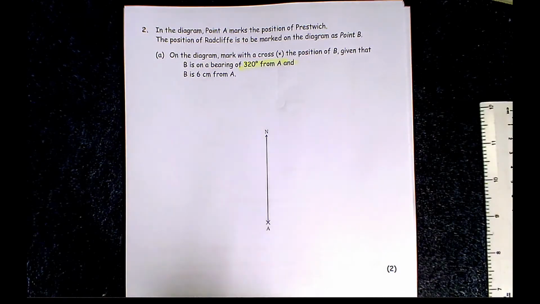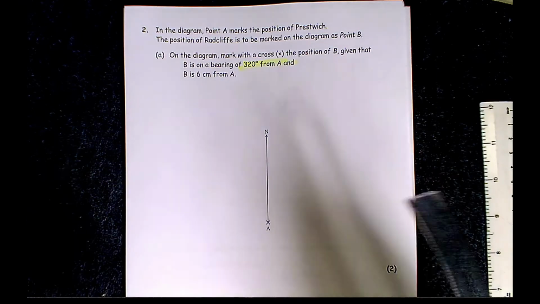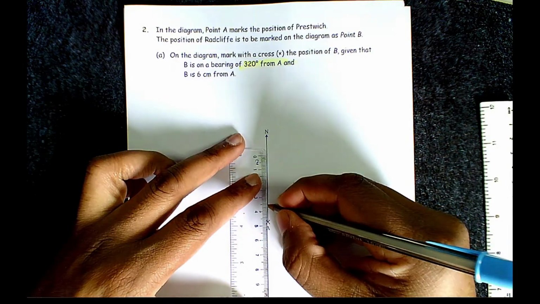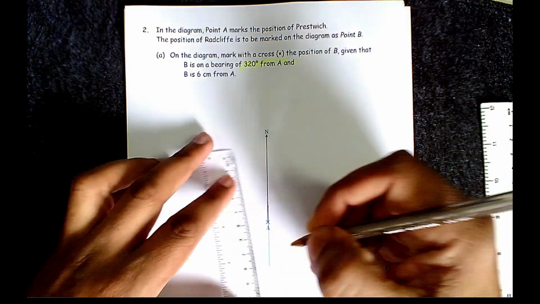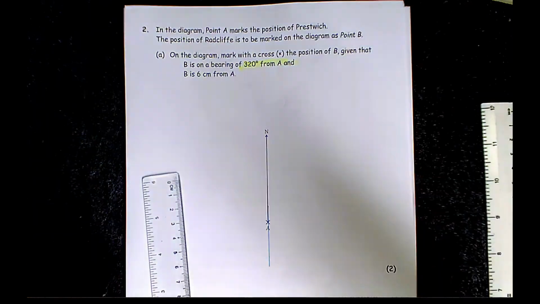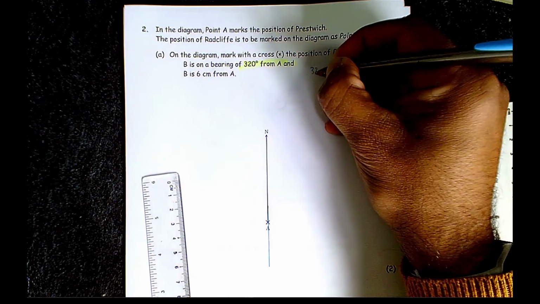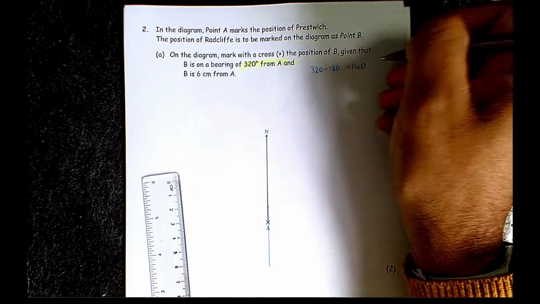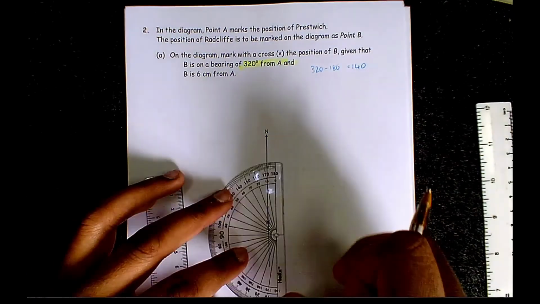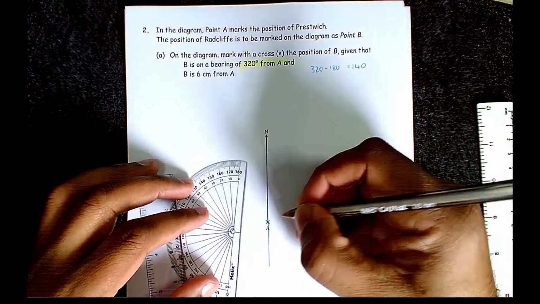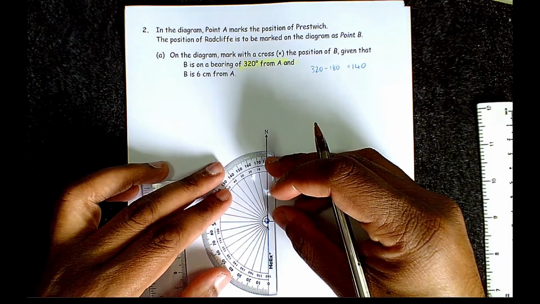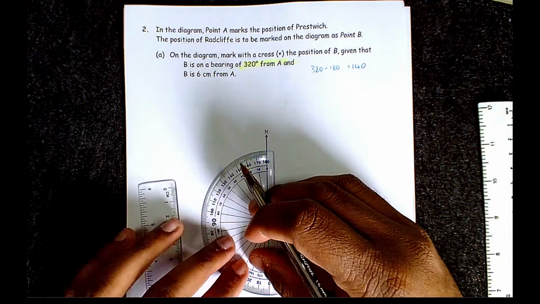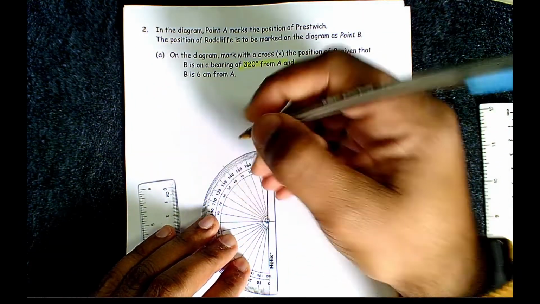Now this is going to be a little bit difficult. However, to draw a reflex angle with the protractor, it's going to be 320 minus 180, which is going to give me 140. So what I need to do is, from this point here, measure going in a clockwise direction from 0 at the bottom. I'm going to measure 140 degrees, which is just there.